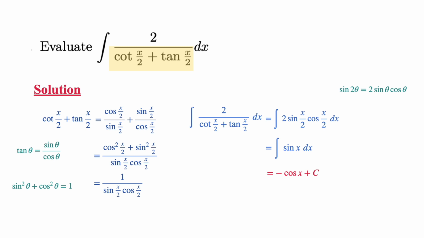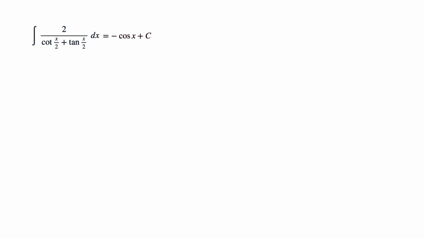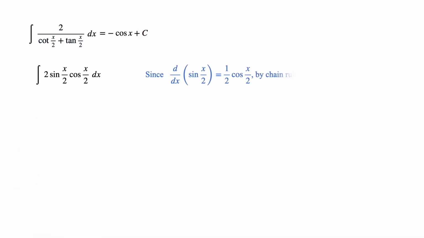Even though we have found the answer, just as I promised, we can do this in another way. Notice that at this step, we can integrate using the chain rule. Since differentiating sine x over 2 gives a half cosine x over 2, the integral of 2 sine x over 2 cosine x over 2 gives 2 sine x over 2 squared plus a constant.